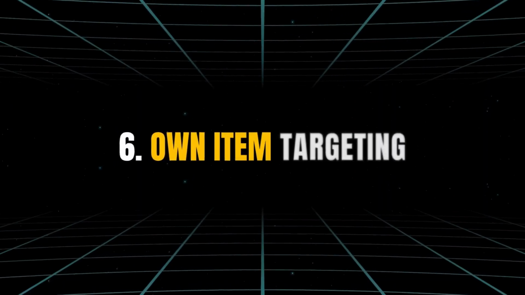Now the sixth one is own item targeting. We are familiar with the defensive campaign, and most of the sellers are adding all of the items in one ad group and one campaign. So I will suggest you to target one item in one ad group, because there is a high chance to get more visibility. So let me show you how you can create this campaign.